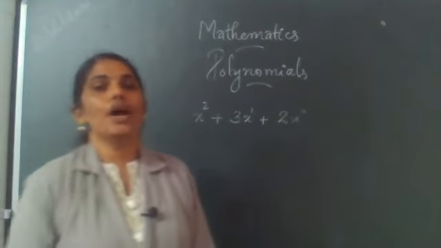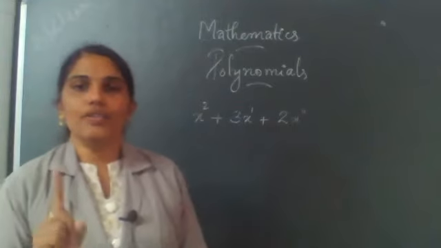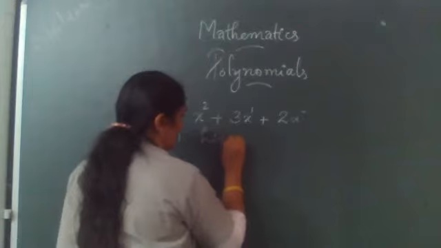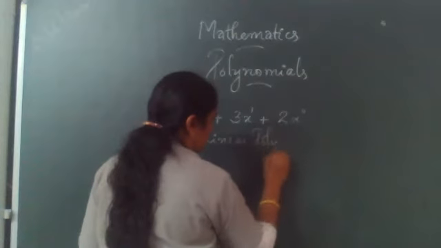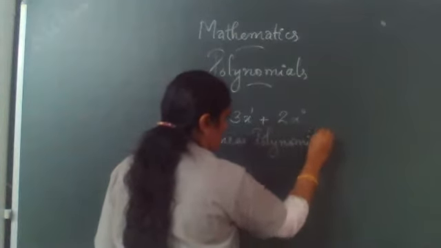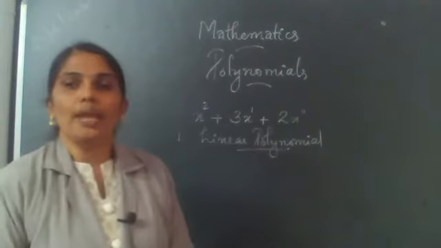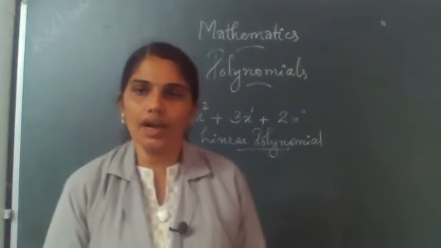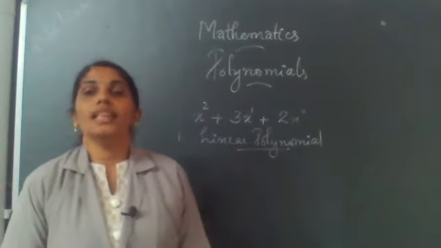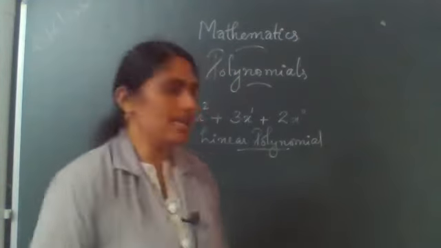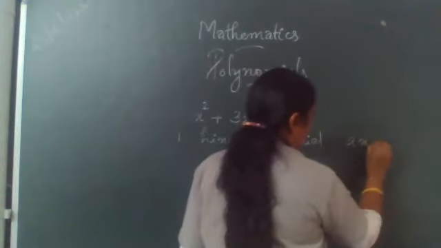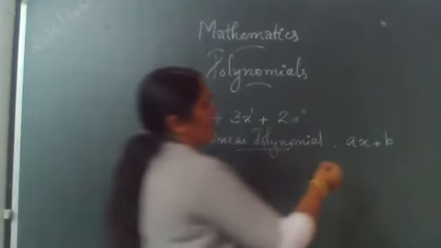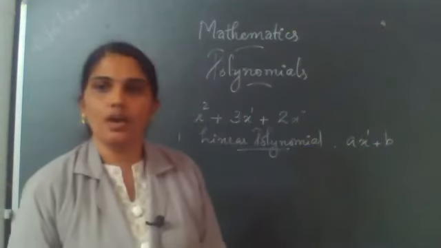Next, I'm going to discuss the types of polynomials. First one is linear polynomial. A polynomial of degree 1 is called a linear polynomial. The general form of a linear polynomial is ax plus b. The degree of this polynomial is 1.